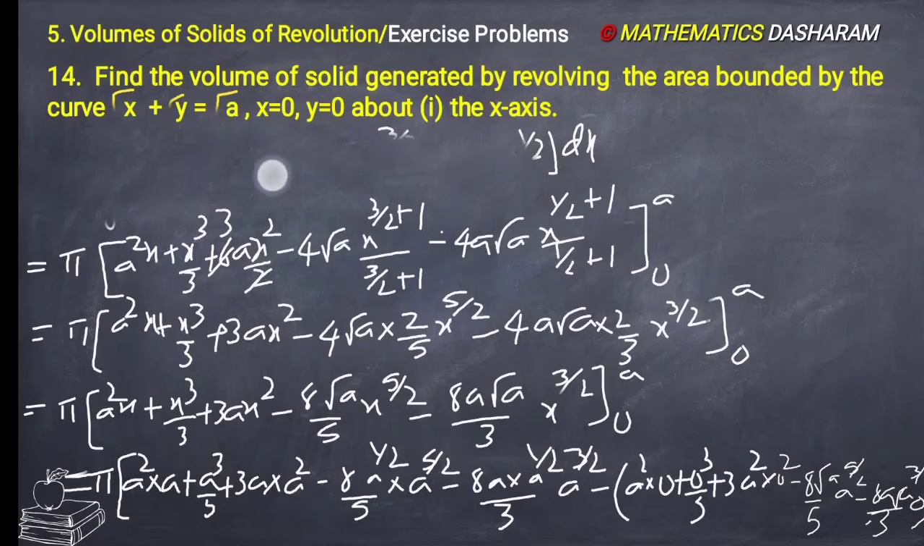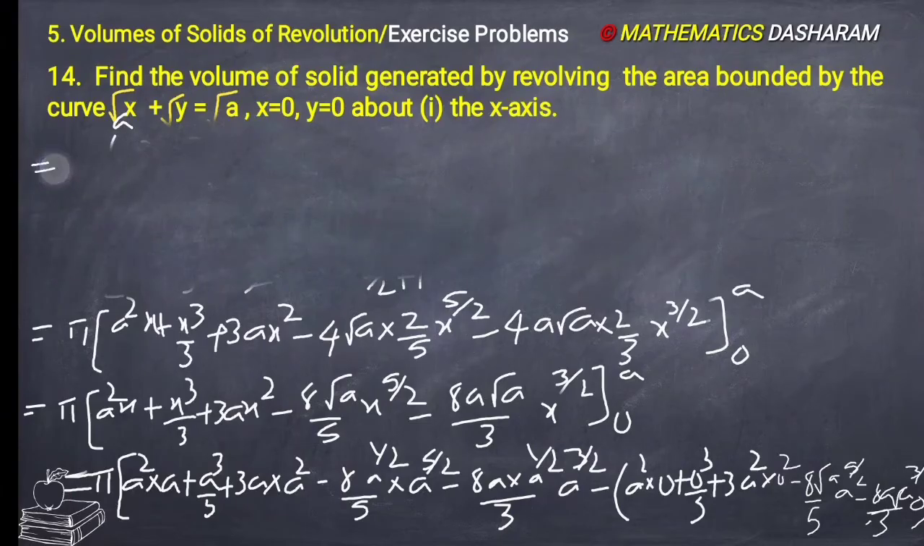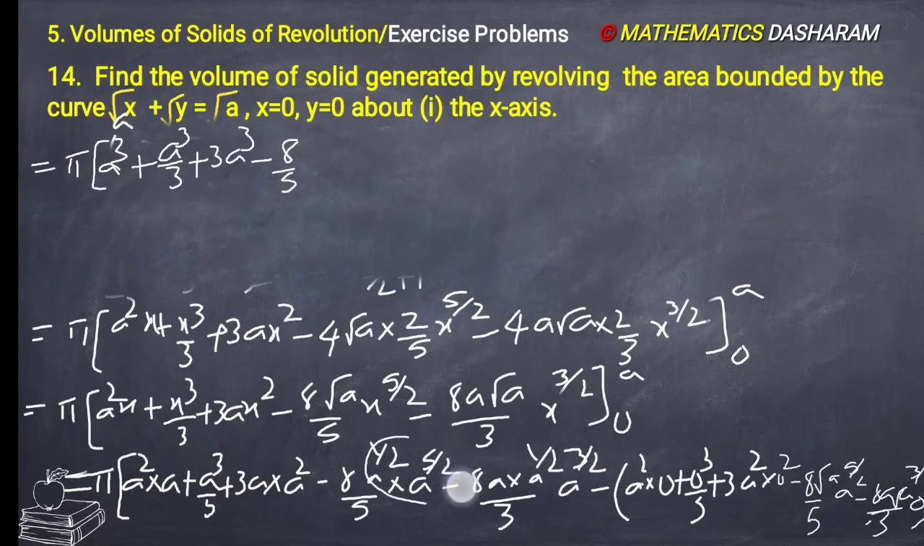So let us simplify. It equals π times the bracket: a²·a, that is a³, plus a³/3 plus 3a³ minus 8/5 times a^(1/2)·a^(5/2), which is a to the power of 6/2, that is a³. Next, a^(1/2) plus a^(3/2) is a^(4/2), which is a². So a² comes, minus, total 0. So the total answer is 0.